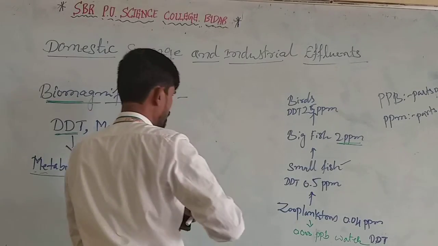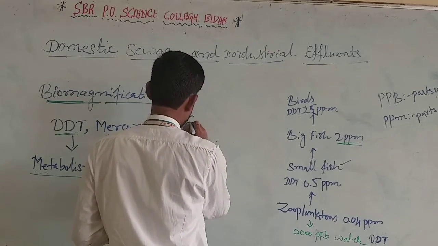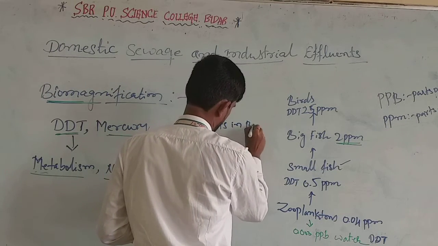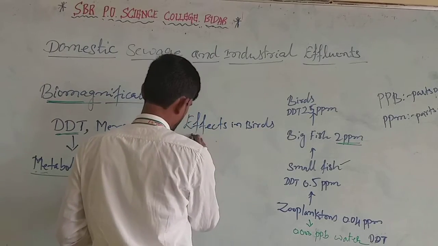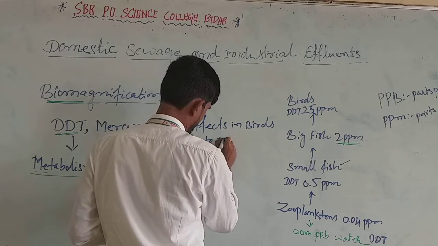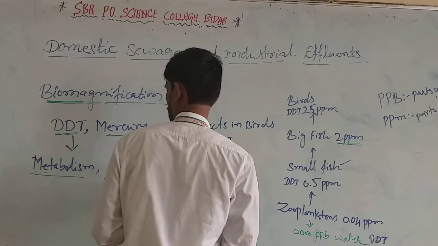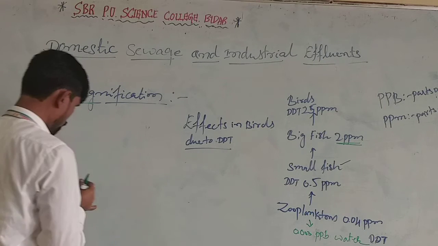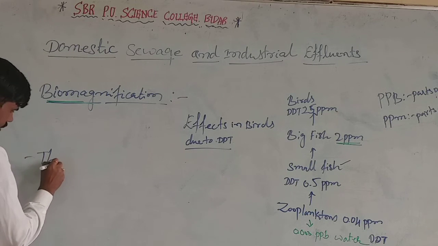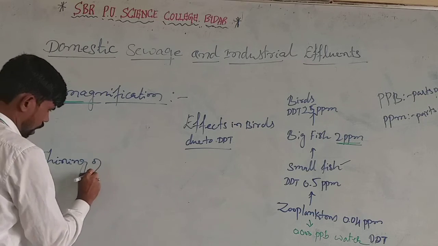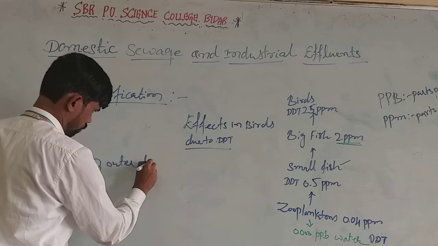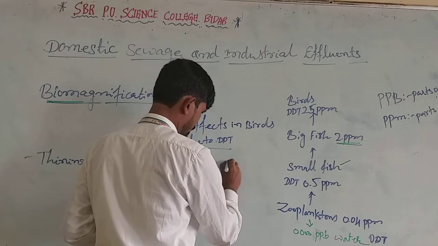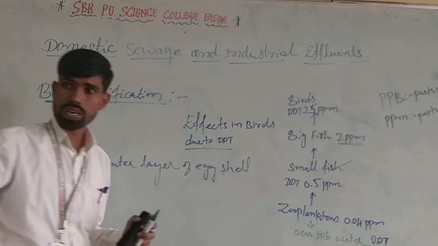The effects in birds due to DDT. So what are the effects produced? One is thinning of the outer layer of the eggshell.